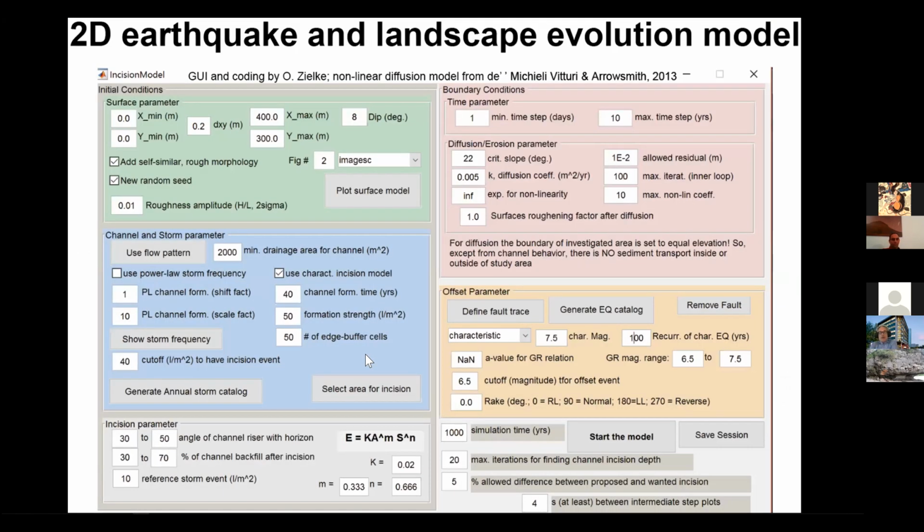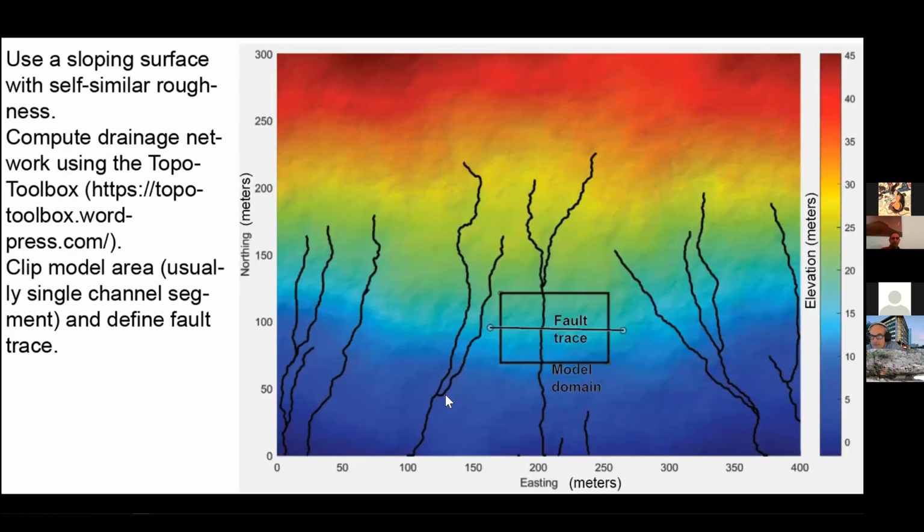So what Olaf and I have done, and really Olaf, is work to pull together a couple of different tools into a sort of MATLAB-based GUI, and we use a nonlinear diffusion model from Di Michele, Venturi, and Arrowsmith. And what we can do is set up this initial surface topography, the channel and storm systems, and then the offset. So what kind of earthquakes are put into the system? And obviously this is a complex diagram. Let's just look at the graphics here.